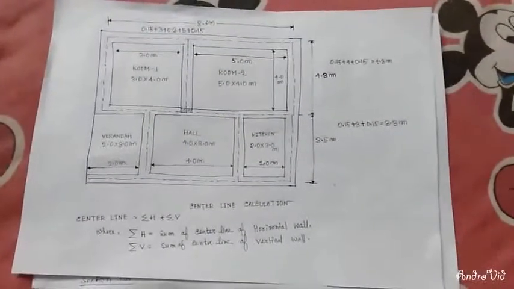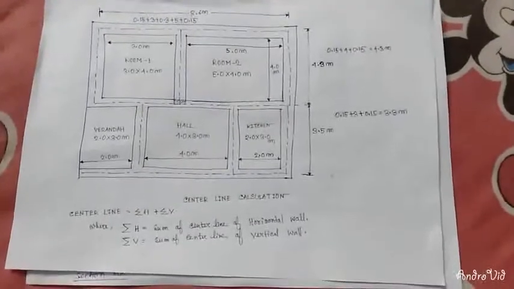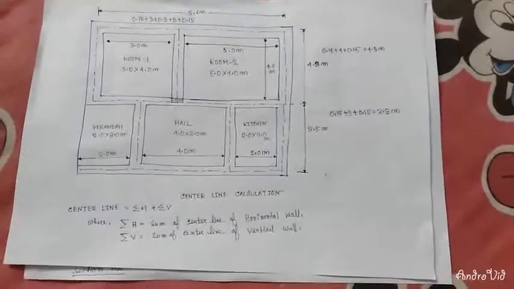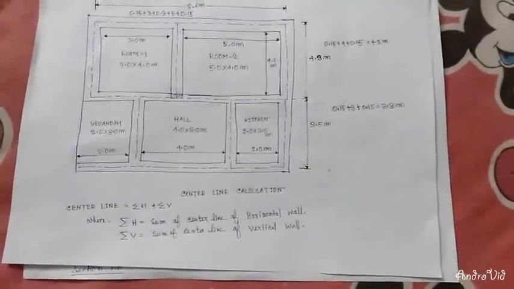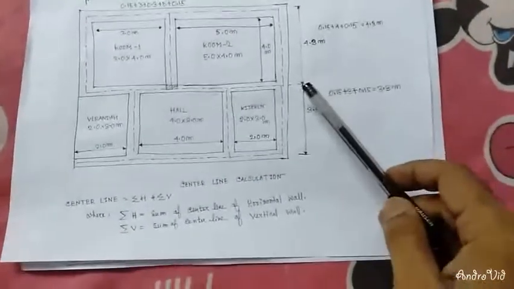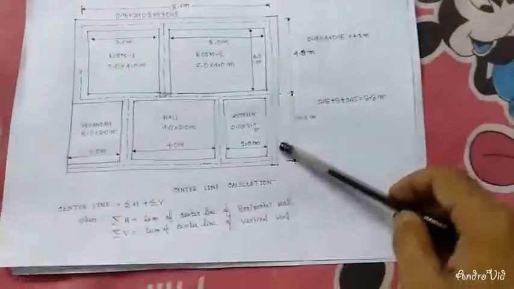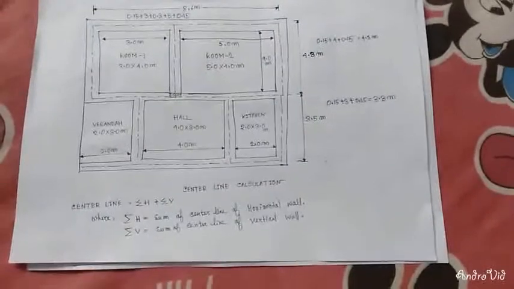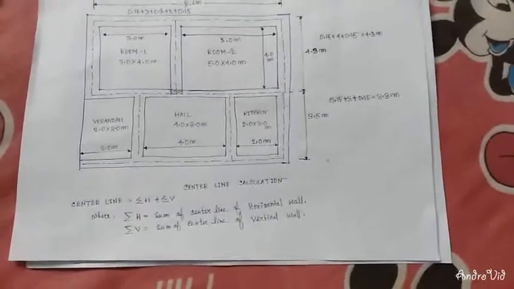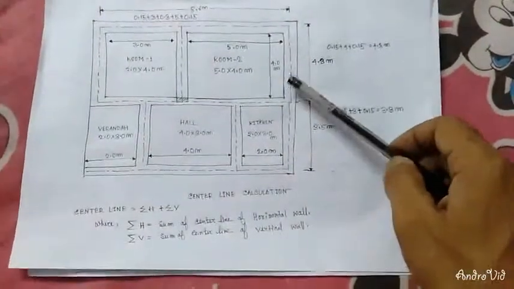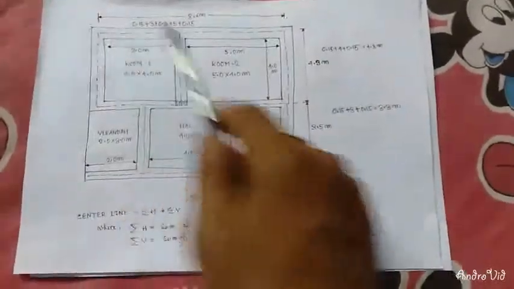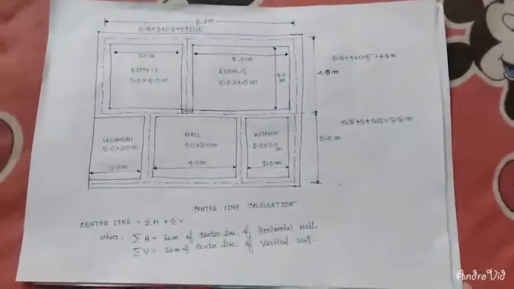That is 25.8. Now we have to calculate the center line length of vertical walls, but all vertical wall lengths are not the same. So we are dividing it into 2 parts. The first part is for these 2 rooms, from here to here, and the second part is from here to here. In the first part we are considering 2 rooms, and in the second part we are considering veranda, hall and kitchen. For this first part, from here to here, the number of vertical walls is 3. 1, 2, 3. So there are a total of 3 vertical walls in our first part.